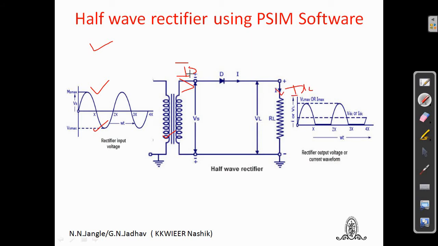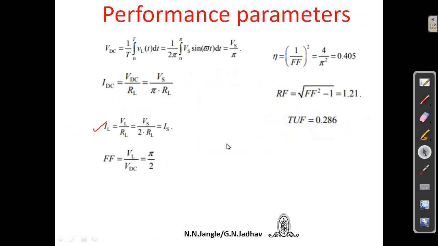So here, as this Is means the same current is flowing through the diode and it is going to the resistance, therefore Is is equal to IL. So here IL is equal to Is. Then form factor is equal to pi upon 2. Efficiency is given by 1 upon FF square. So it is 4 by pi square.